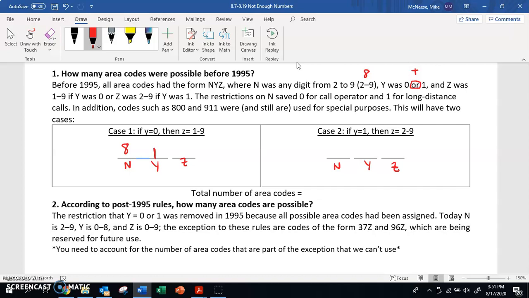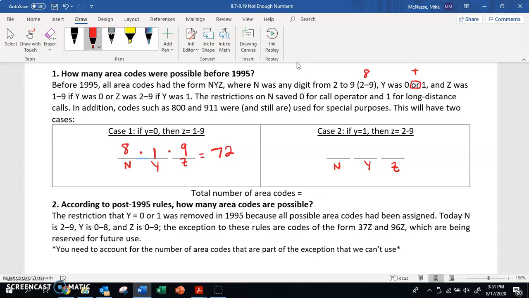So there are 8 possible outcomes that N could be. And then the last one is Z. Z is 1 through 9, that means we have 9 possible outcomes: 1, 2, 3, 4, 5, 6, 7, 8, 9. So whenever we're looking at these, we've got 8 times 1 times 9, which gives us 72. So there are 72 possible outcomes if Y is 0.